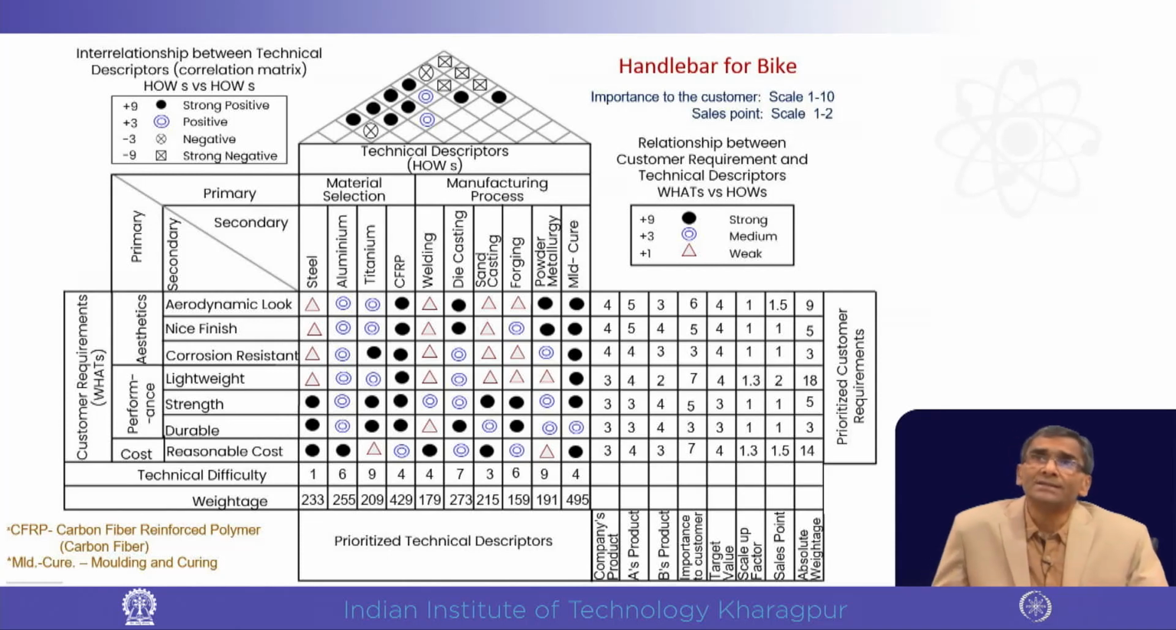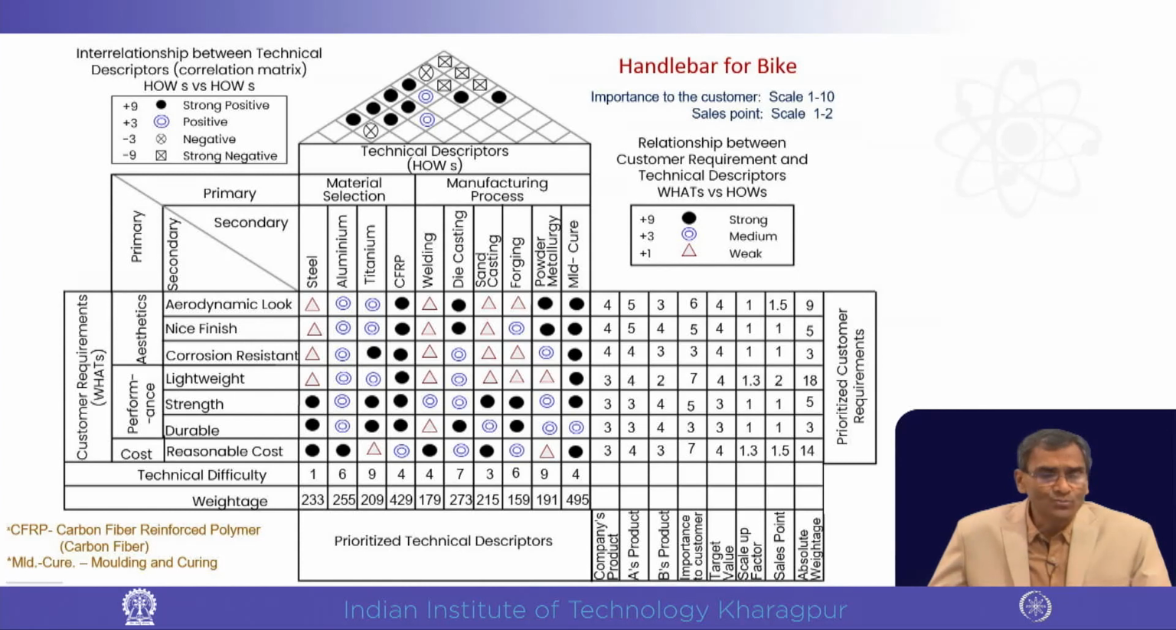Now, compared to the organization, there are two competitors that we have taken, which we think are to be benchmarked with. And they are called best in class. In that particular class of product, they are the best, and that is considered. So, A's product and B's product are compared against each requirement. For aerodynamic look, for example, the company's product is 4, and A's in comparison is 5 and B's is 3. So this company we are talking about is Midway.